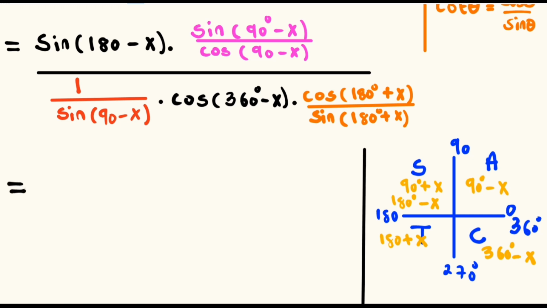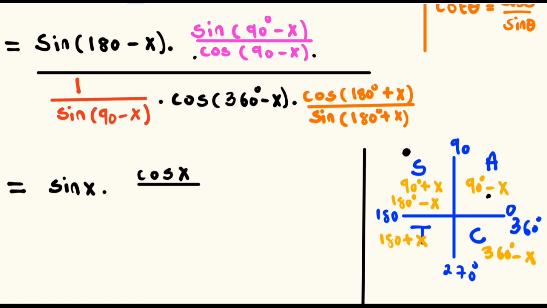We have sine of 180 minus x. So 180 minus x is in the second quadrant, and only the sine is positive, and that is sine. So this will be equal to sine x multiplied by the sine of 90 minus x. 90 minus x is in the first quadrant, and the sine is positive in the first quadrant as all of them are positive. So the sine x, because of the complementary angles, will change to cos x divided by the cos of 90 minus x.